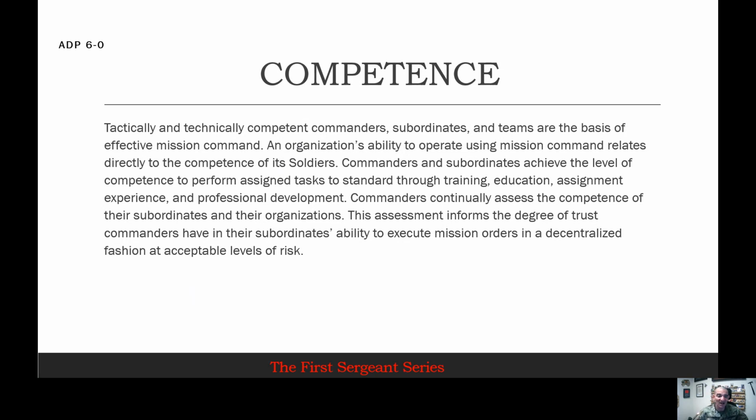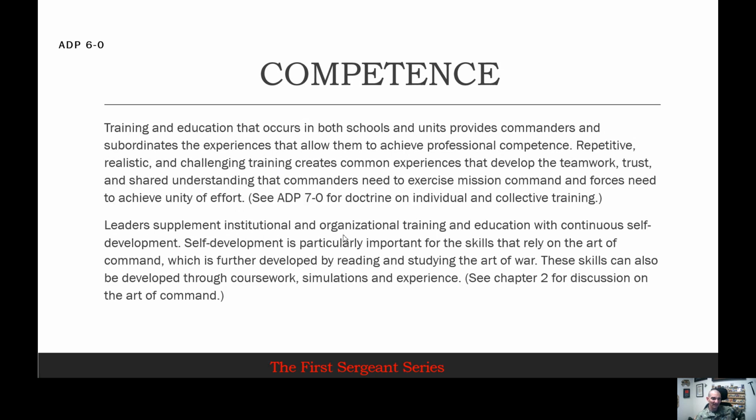Commanders continually assess the competence of their subordinates and organizations. Throughout mission command, we are always assessing, okay? This assessment informs the degree of trust commanders have in their subordinates' ability to execute mission orders in a decentralized fashion at acceptable levels of risk. Training and education occur in both schools and units to provide commanders and subordinates the experience to allow them to achieve professional competence.